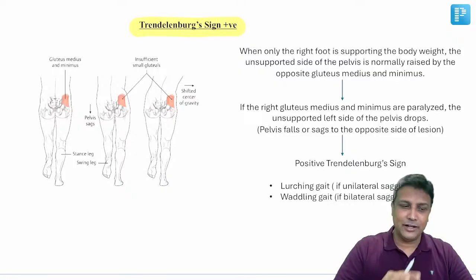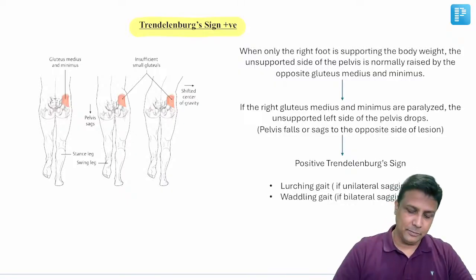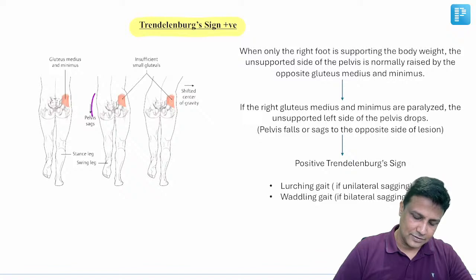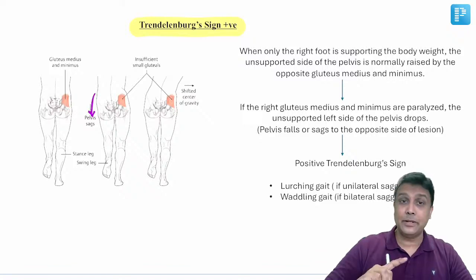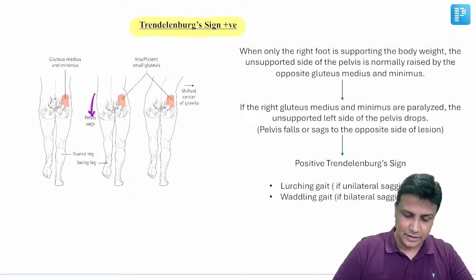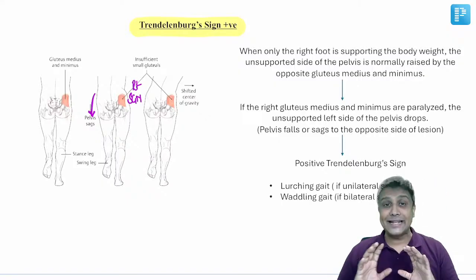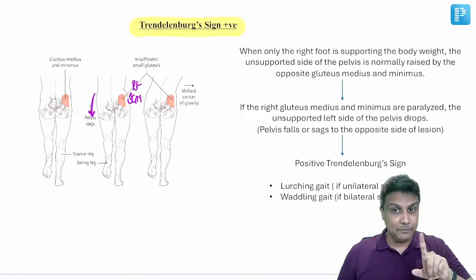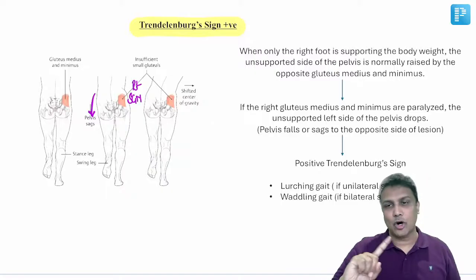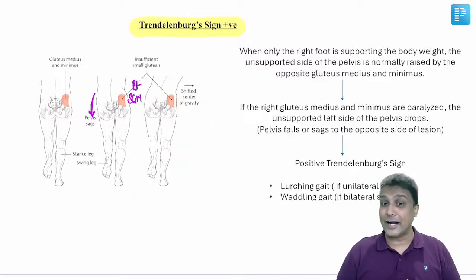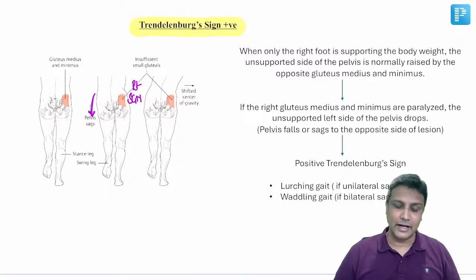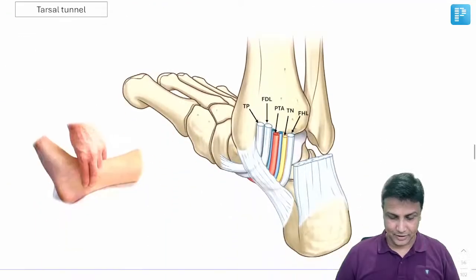Now the catching point in the clinical question is, remember, if the hip is dropping on the left side, then it will be the contralateral nerve. That means the right superior gluteal nerve will be gone, sir. Please keep this in mind. If the hip is dropping on the left side, then the contralateral, opposite side, that is your right superior gluteal nerve, will be involved in Trendelenburg sign.